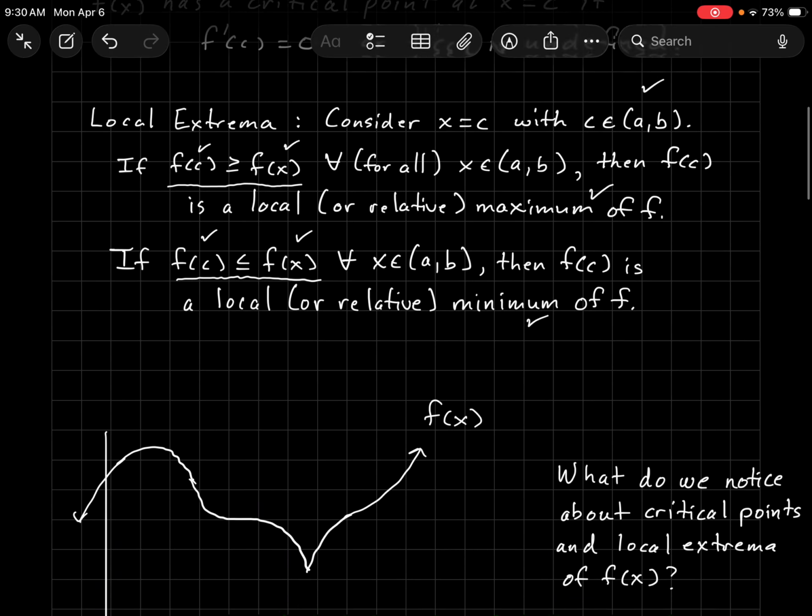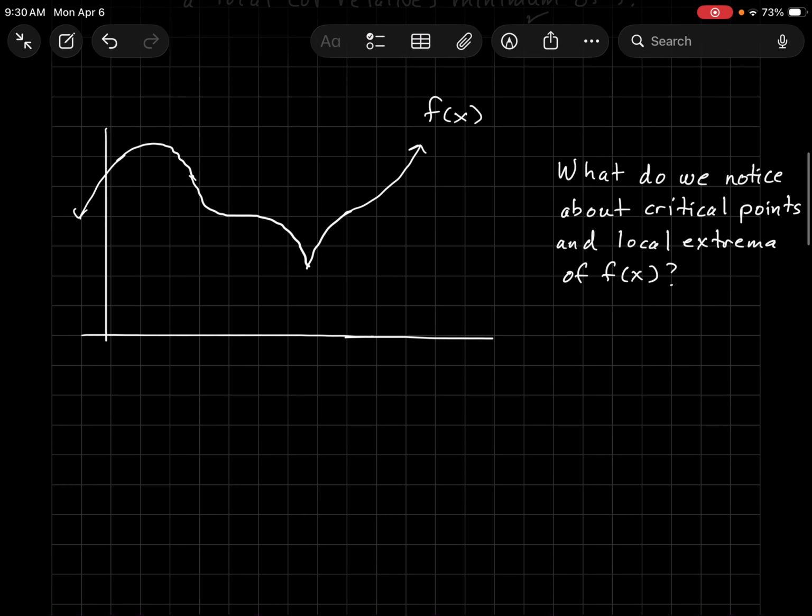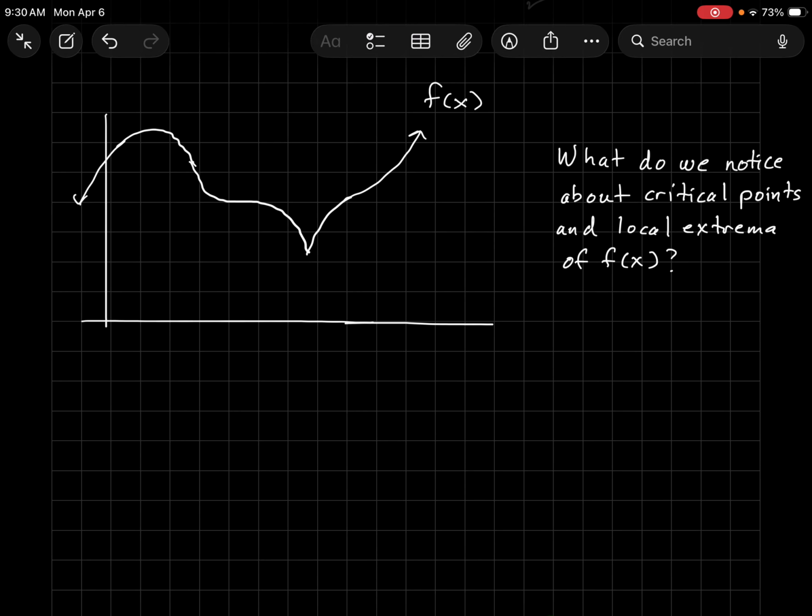So let's take a look at a picture down here. I recommend that you draw this picture. This is a graph of f of x. My question to you: what do we notice about critical points and local extrema of f of x, and maybe anything else that comes to mind? Let's start by labeling our critical points and our local extrema, or at least by finding them.